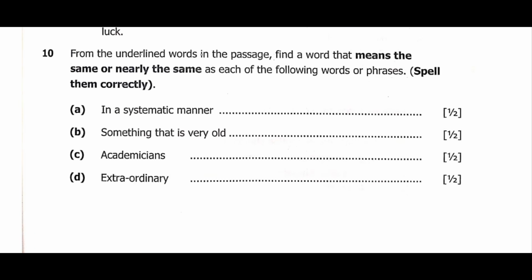Then let's go to the questions. Okay, so the first one here we have in a systematic manner. So this is methodical. Then something that is very old, it's ancient. Then academicians, we have scholars. Then extraordinary, we have special.